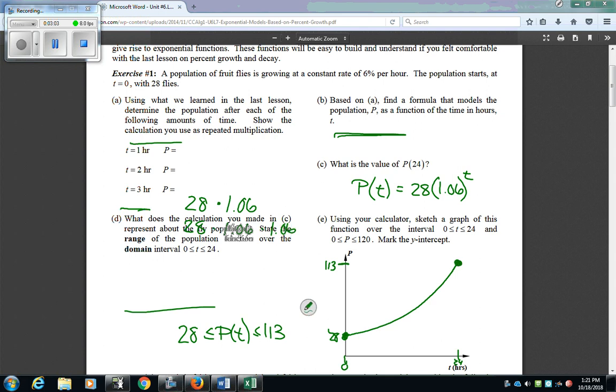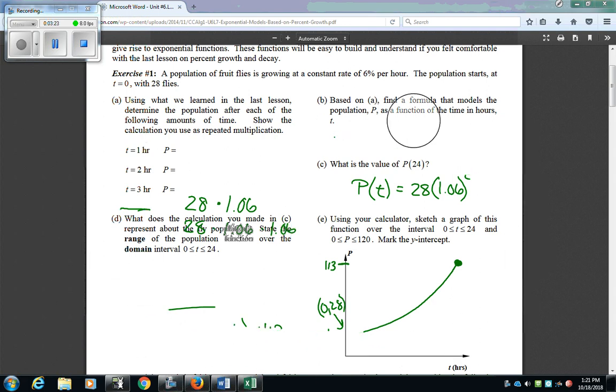Again, you want it to be as close as possible. It's not going to be exact, but they said mark the y-intercept. So there's our y-intercept, (0, 28). All right, and there we have the sketch for that. It's not going to be perfect, but we know a couple key points, and then we get the general direction of the graph.